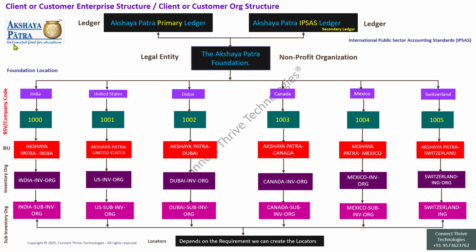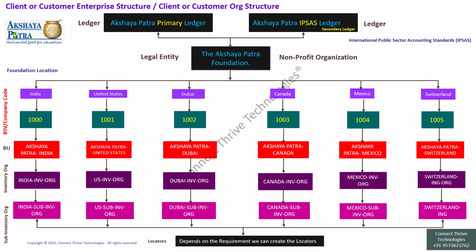So see here, we have Akshaya Patra. It's a trust, which means it's a public sector organization. Most of these clients will follow IPSAS accounting, the International Public Sector Accounting Standards. That means they will maintain either a primary ledger or a secondary ledger, the IPSAS books. In this case, they have one unified legal entity, one primary ledger, one secondary ledger across the globe. See here: India, US, Dubai, Canada, Mexico, Switzerland. They have operations in 150 countries.